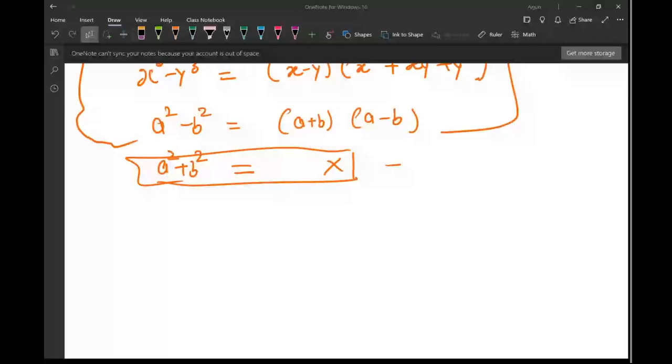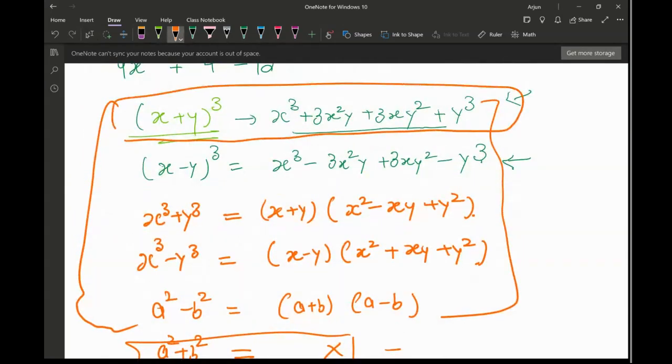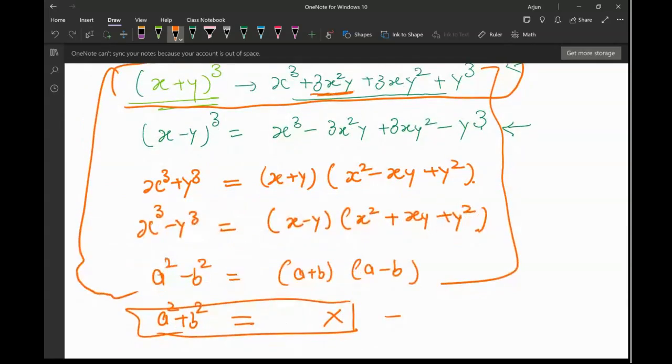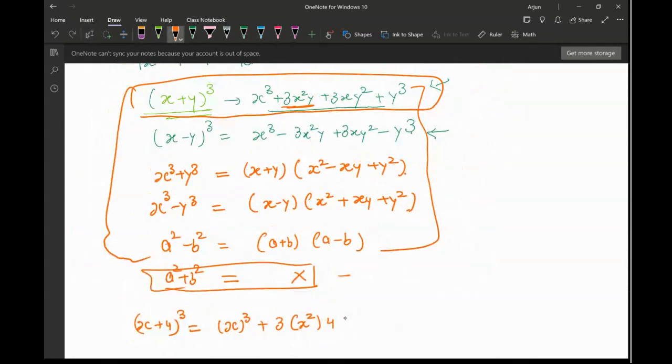I'm going to take the question x plus 4 whole cube. Which formula am I going to apply? I'm going to apply this first formula. So it's going to give me x cube plus 3 times x square times the y value, which is 4. Here I'll show you 3 times x square y. Zoom it out so that you can continuously look at the formula also, plus 3 times x times 4 square, and then plus 4 cube.